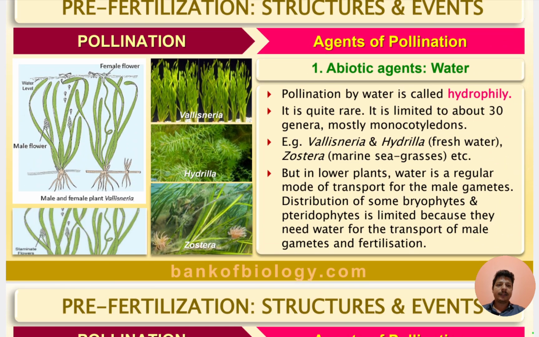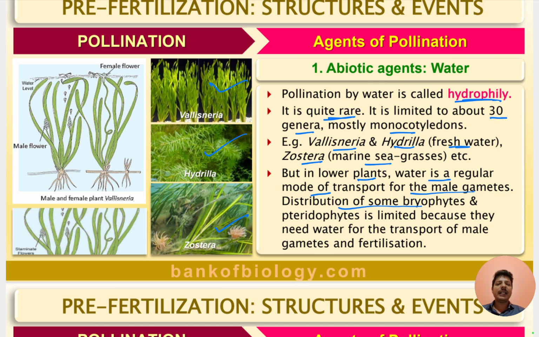Second is water. Pollination by water is called hydrophily. It is quite rare. It is limited to about 30 genera, mostly in monocotyledons. Example, Vallisneria, Hydrilla in freshwater, and Zostera in seawater, marine sea grasses. But in lower plants, water is a regular mode of transport of male gametes.